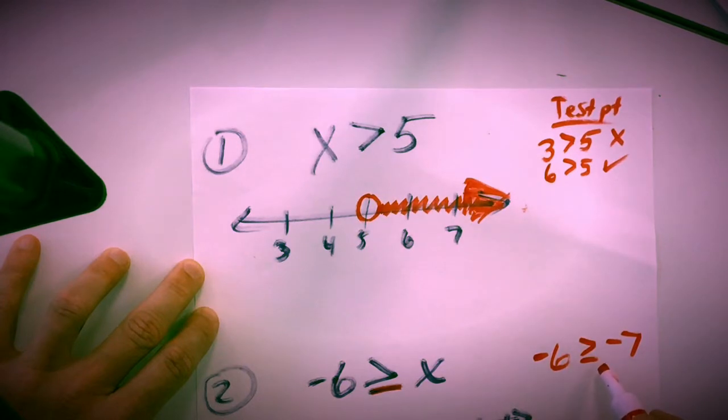-6 is greater than or equal to -7. If we're unsure, values on the number line are always greater as we move to the right. So -5 is greater than -6. -4 is greater than -5. So -6 is to the right, so it's actually larger than -7. This is actually a true statement. So our test point was -7. We substituted that in. It made it true. We know our solution area goes this way. And that's how you graph these inequalities.